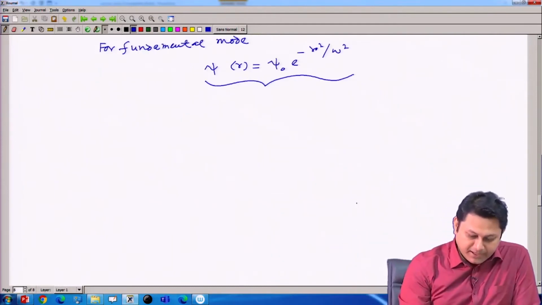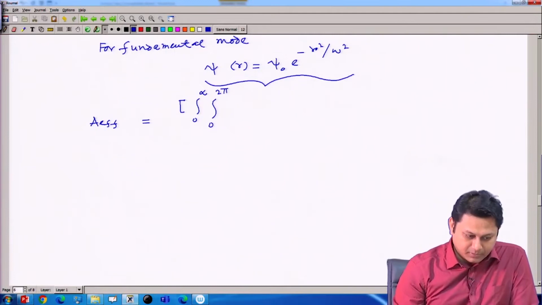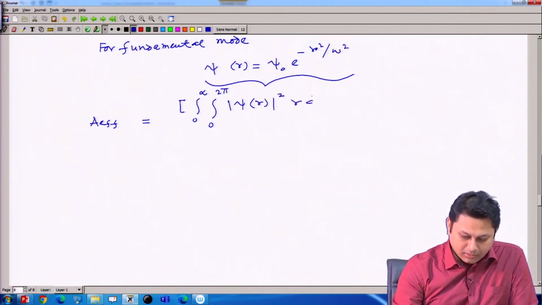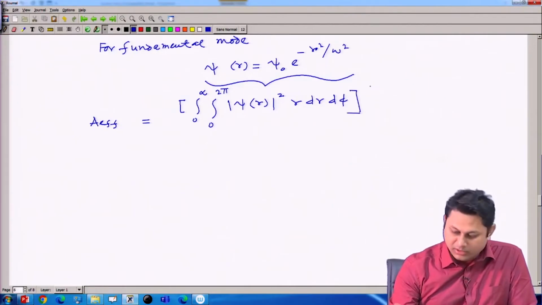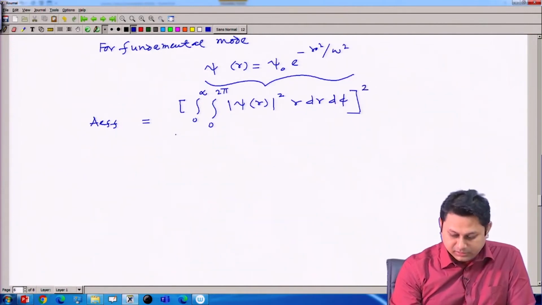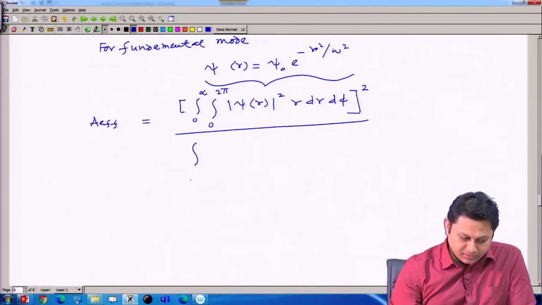So, my A effective should be equal to integration 0 to infinity, integration 0 to 2 pi, then mod of psi r whole square r dr d phi. This is the area element in polar coordinate, because I need to use the polar coordinate here, since the geometry is a cylindrical geometry, divided by integration 0 to infinity, integration 0 to 2 pi, then psi of r whole to the power 4 and the area element.